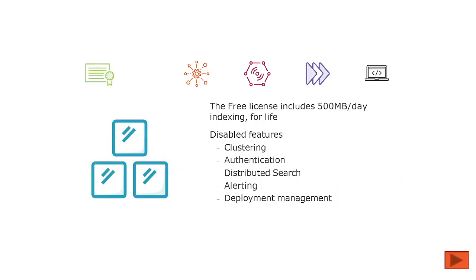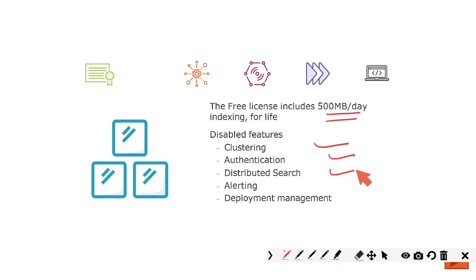Moving on, we have the free license, as you see. There is a daily limit on the amount of data which we can ingest into the Splunk platform. You can see it's 500 MB per day. And then a lot of features are disabled in the free license. For example, clustering, authentication, distributed search, alerting, and deployment management are not available.